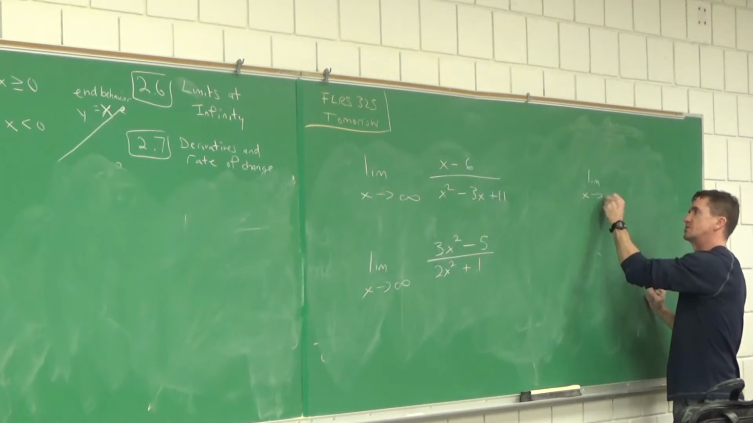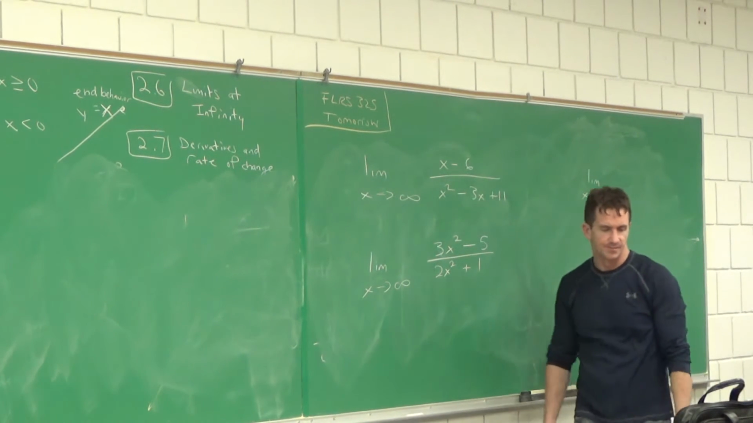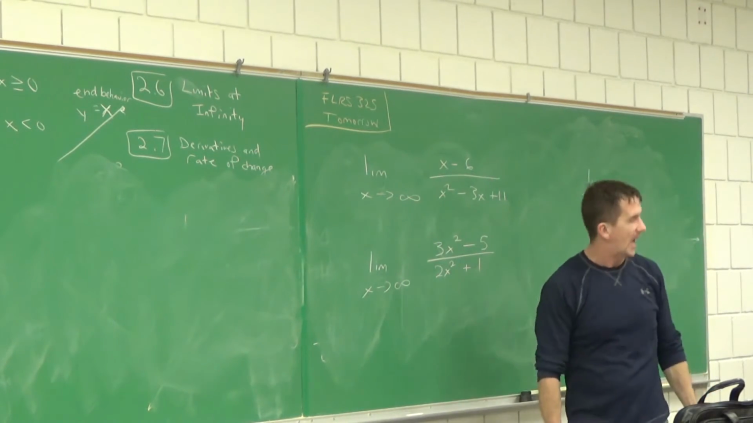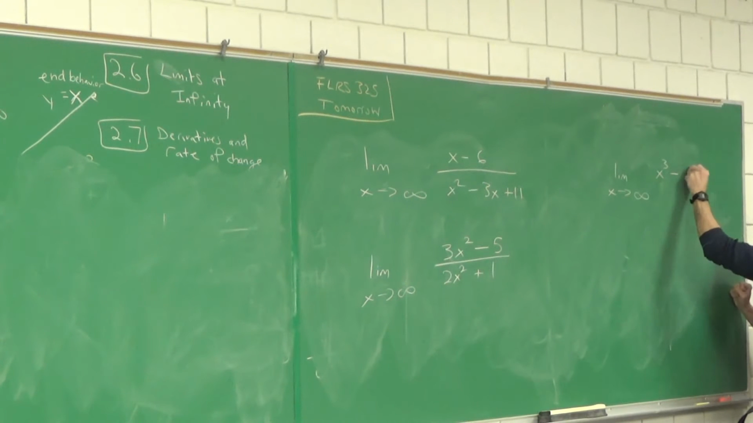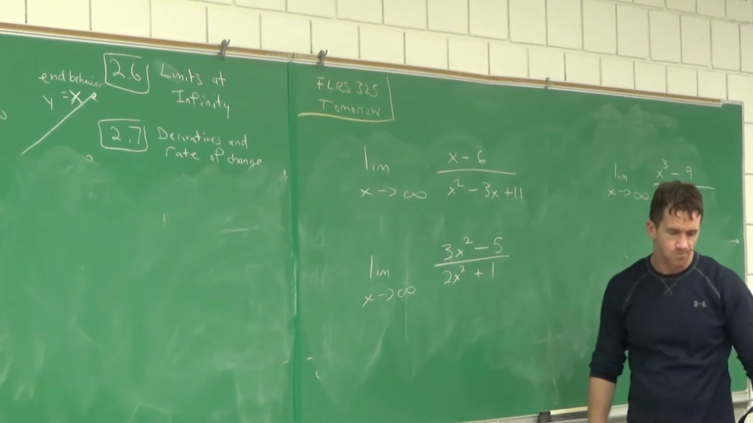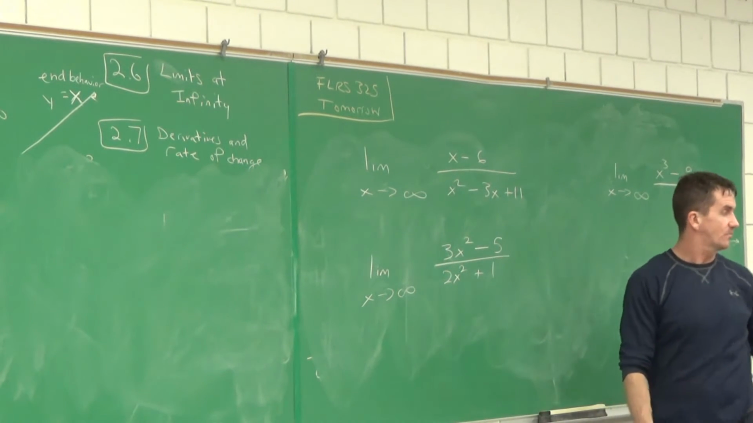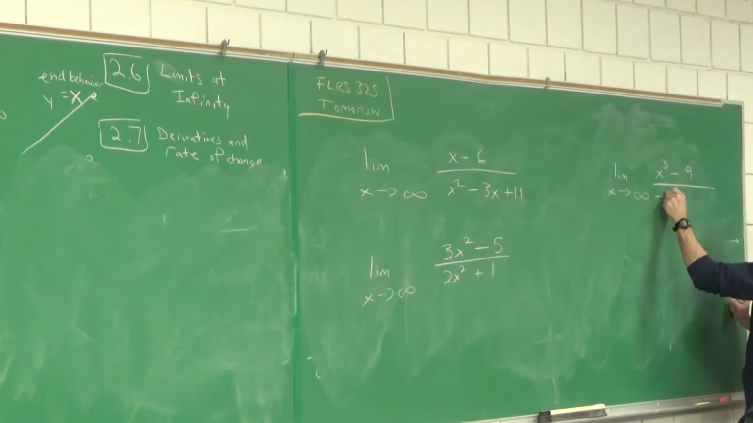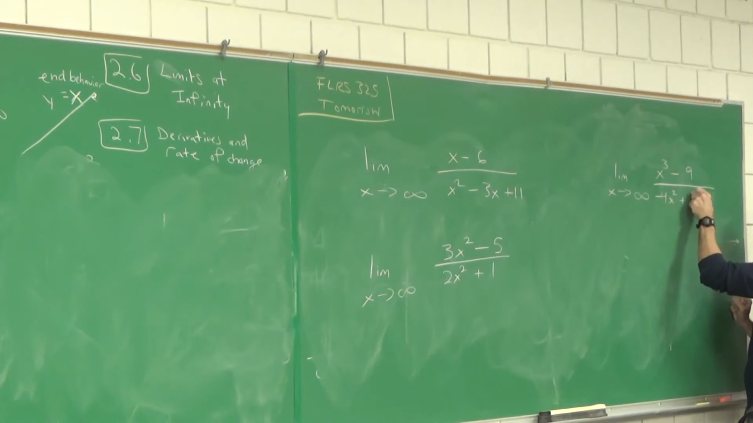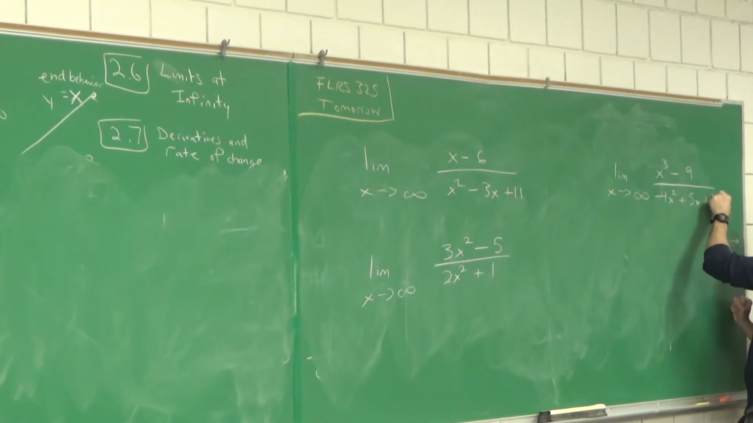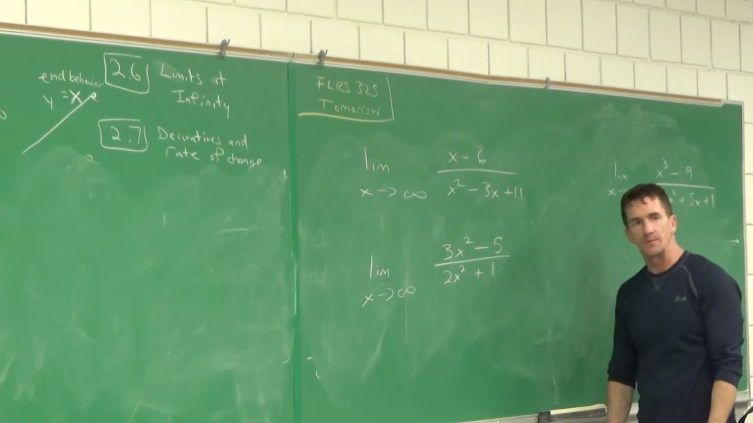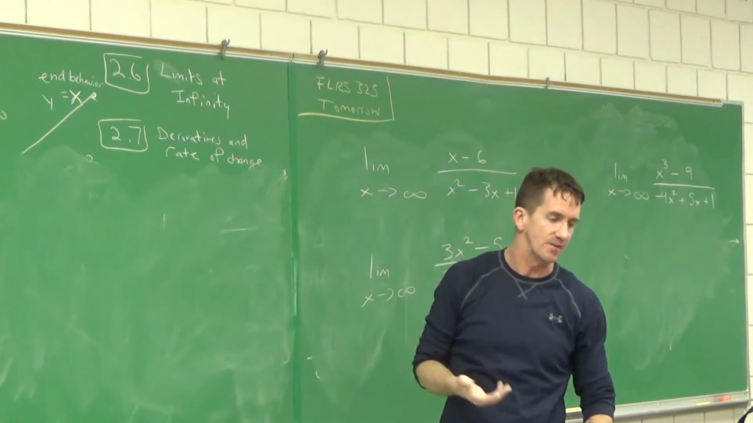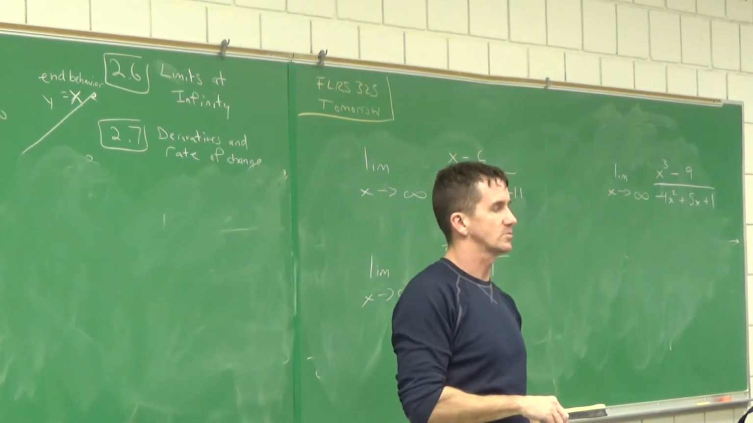Find the limit as x approaches infinity of x cubed minus 9 over negative 4x squared plus 5x plus 1. All right, they're all limits to infinity. This topic, limits at infinity. What's one at infinity?